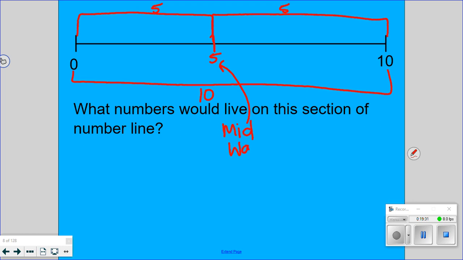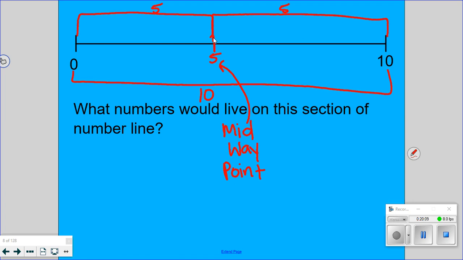Now that I have 5 there, that is called a midway point. That 5 is called a midway point. Write in your writing, midway point. You've seen that word mid before. We saw it yesterday. What did mid mean? Middle. Middle! Does that make sense? Words are all connected.